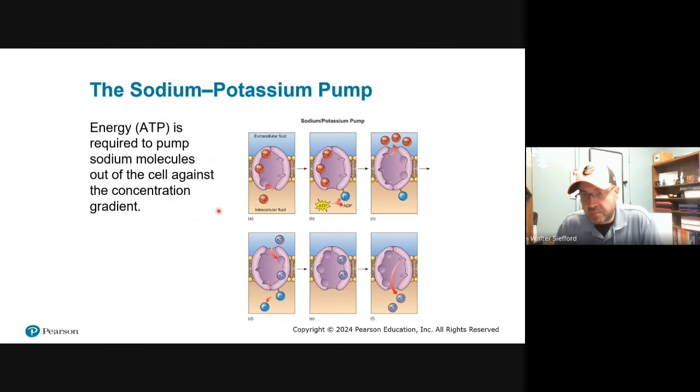ATP is required to power the pump. This helps move that sodium out. Potassium comes in.